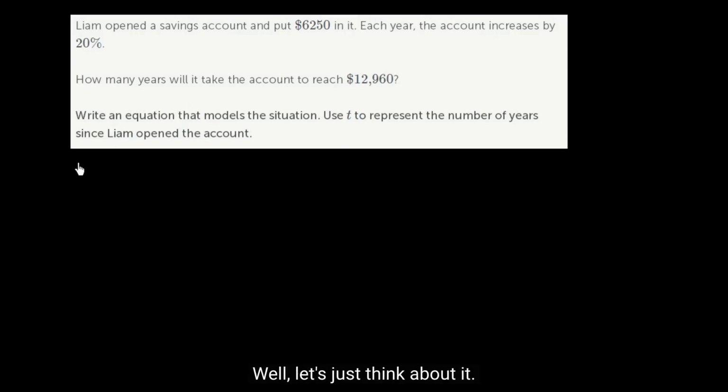Well, let's just think about it. So t is to represent the number of years since Liam opened the account. So let's just say it's been 0 years since Liam opened the account. How much is he going to have?